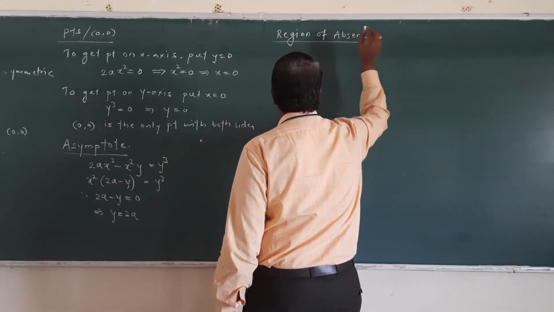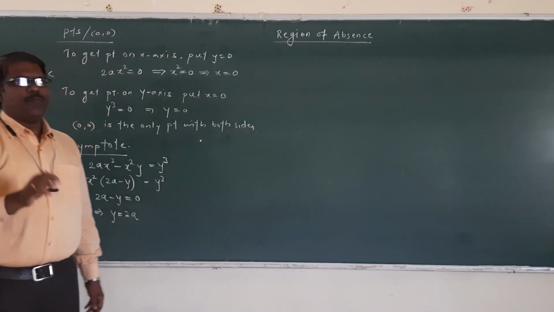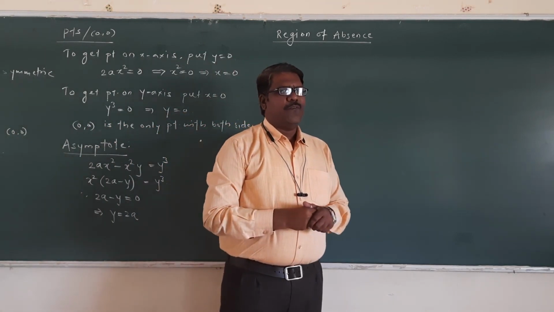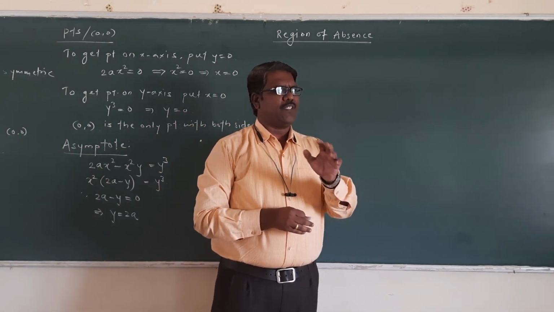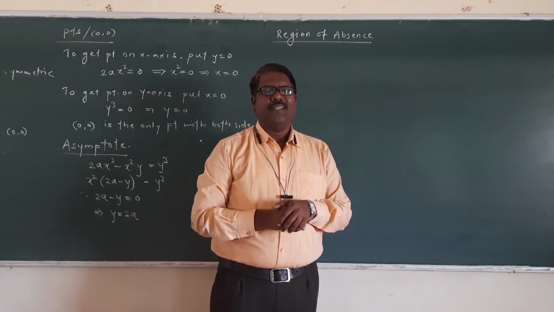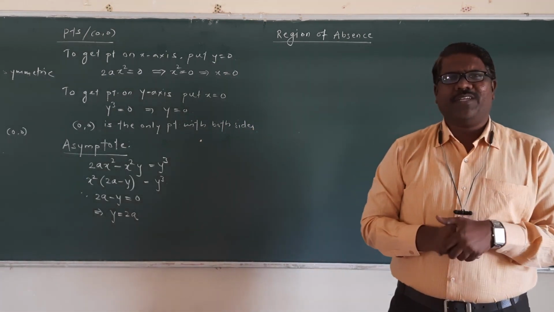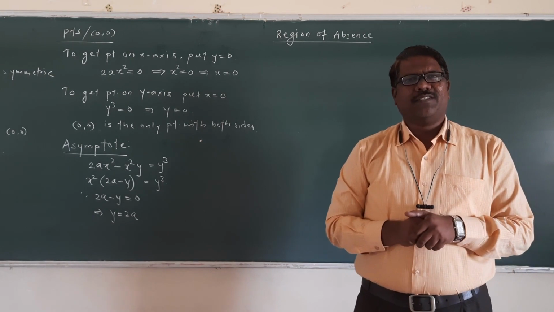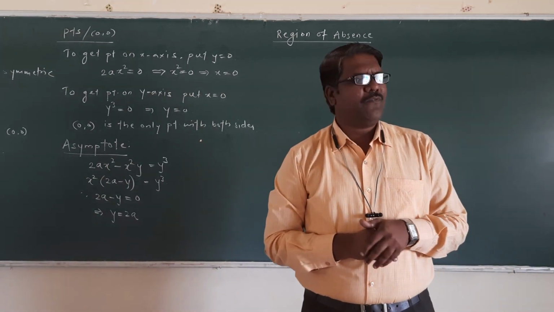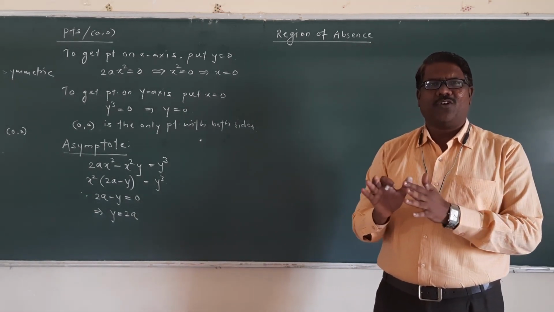Region of absence. What is the procedure to test whether the curve is present in a particular region? The procedure is: first step, plot the points of intersection. Second step, if an asymptote is present, then the asymptote itself is one of the partitions. Step number 3, draw the partitions. Step number 4, define the partitions. And step 5, in each partition, check the region whether the curve is present or not.